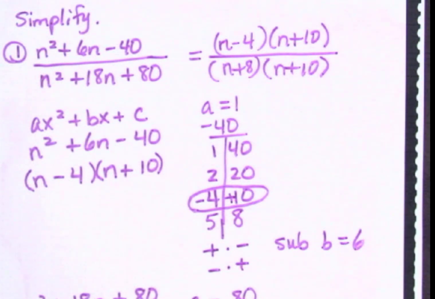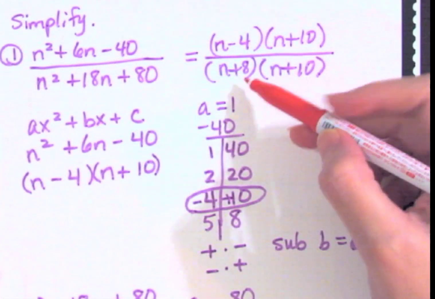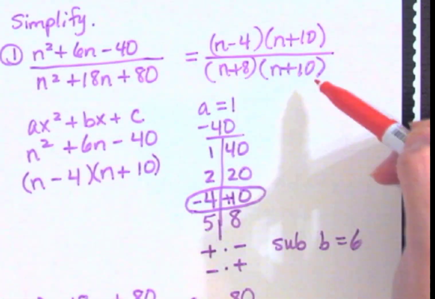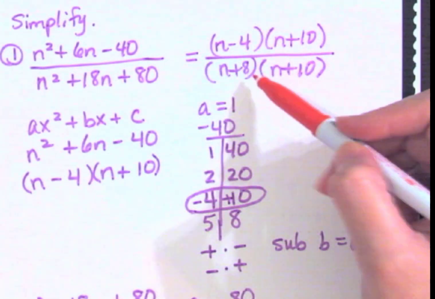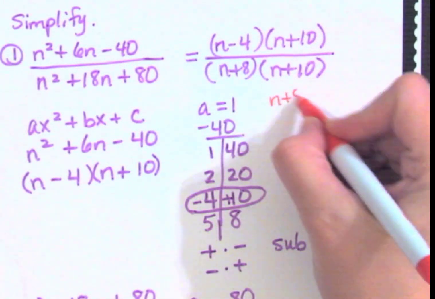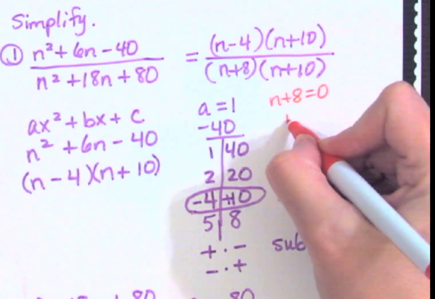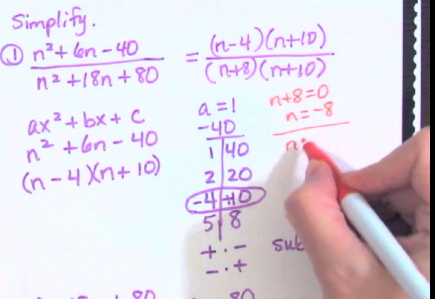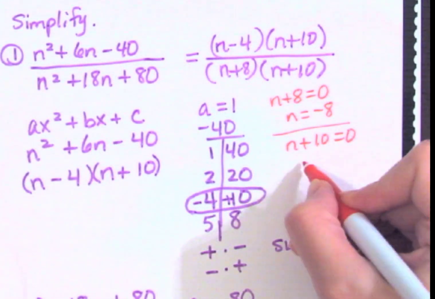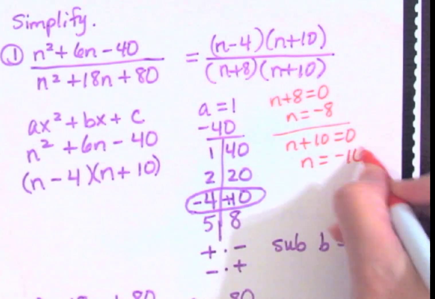Okay, so that gives us factors that we can cancel. But before we cancel, we need to think about excluded values. So as I'm looking at that denominator, there are some things we can plug in here that's going to make us have 0, which is going to make it undefined. So we're going to set that n plus 8 equal to 0, subtract 8 from both sides, and then we'll take n plus 10 and set that equal to 0, and n will be negative 10.